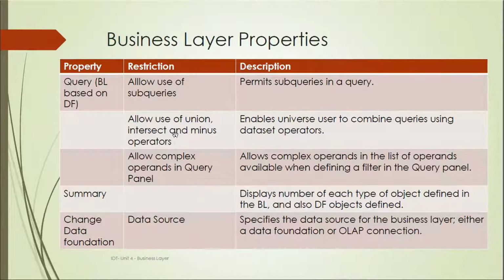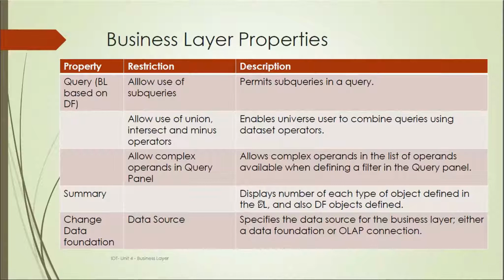We can have union, intersect, and minus operators, which will be useful for combining queries using dataset operators. Then allow complex operands in query panel. So this is all about the and/or operator, which is required while developing complex queries, and we can have filters with the and/or in the query panel in Web Intelligence.